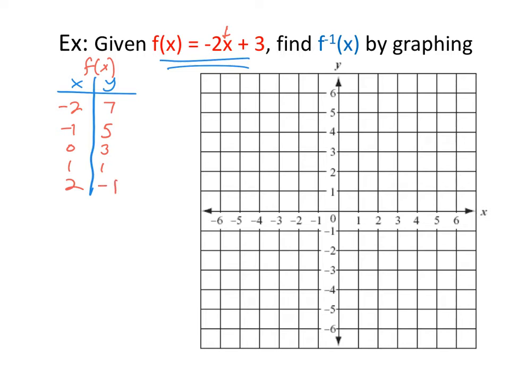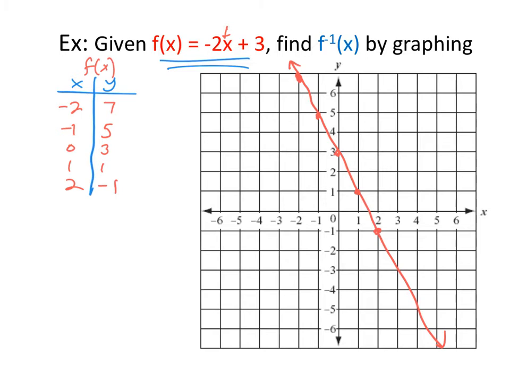So let's plot those points. -2, 7 is way up here. -1, 5, 0, 3, 1, 1, and 2, -1. So this is what the graph of f of x looks like in red.